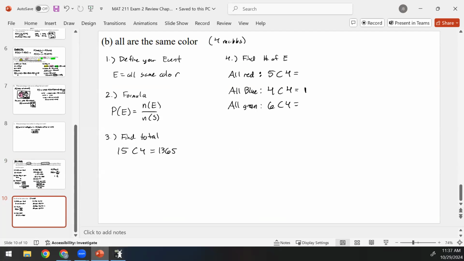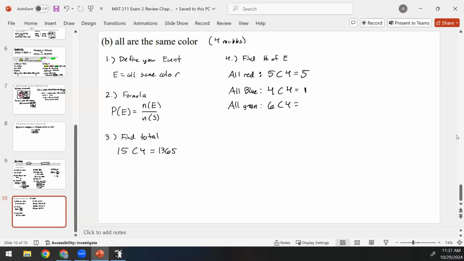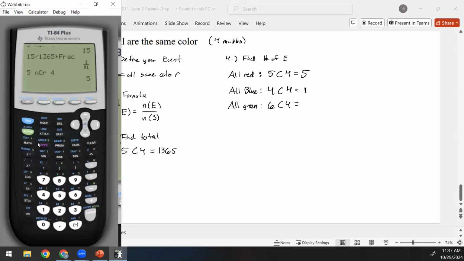And then for 5 choose 4, I'll do that right here just to practice one more time. So 5, math, PRB, sorry, nCr, 4, 5. And then if you're going to be doing this multiple times, you could do second entry, and then now you could just modify it. So 6 choose 4, and I get 15.